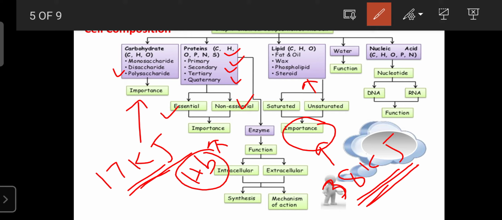So next, regarding the water, the cell consists of 90 to 99% water. Okay, so that water is helpful for the regulation of various biochemical reactions, where water is required for the process of hydrolysis.